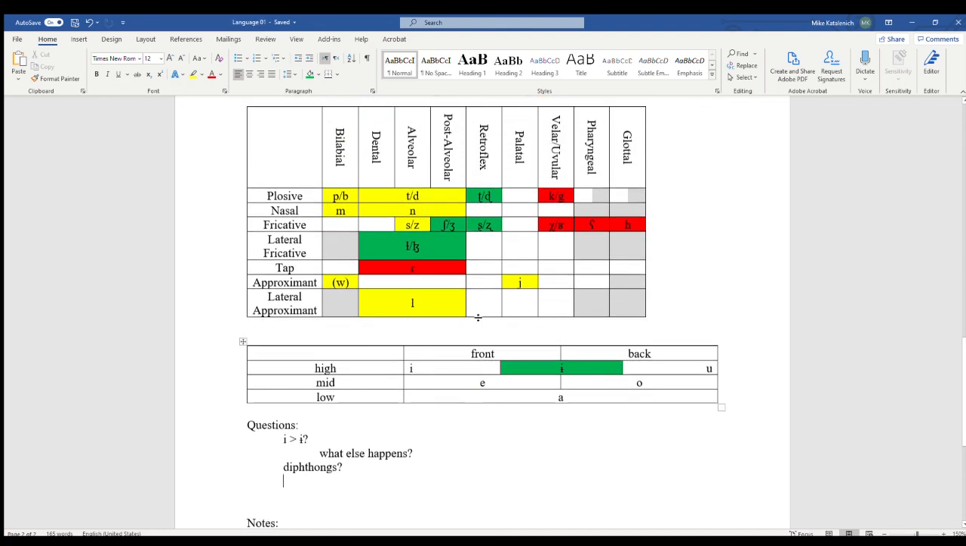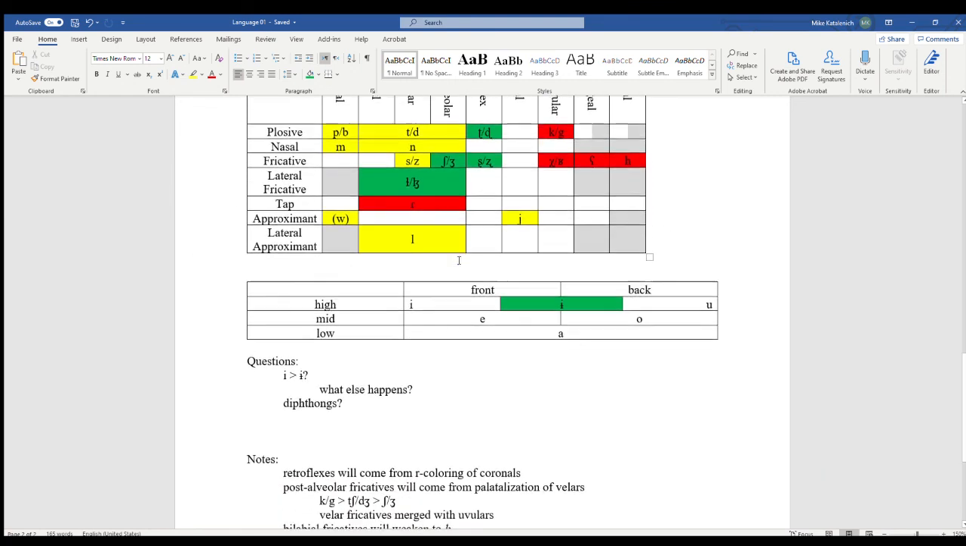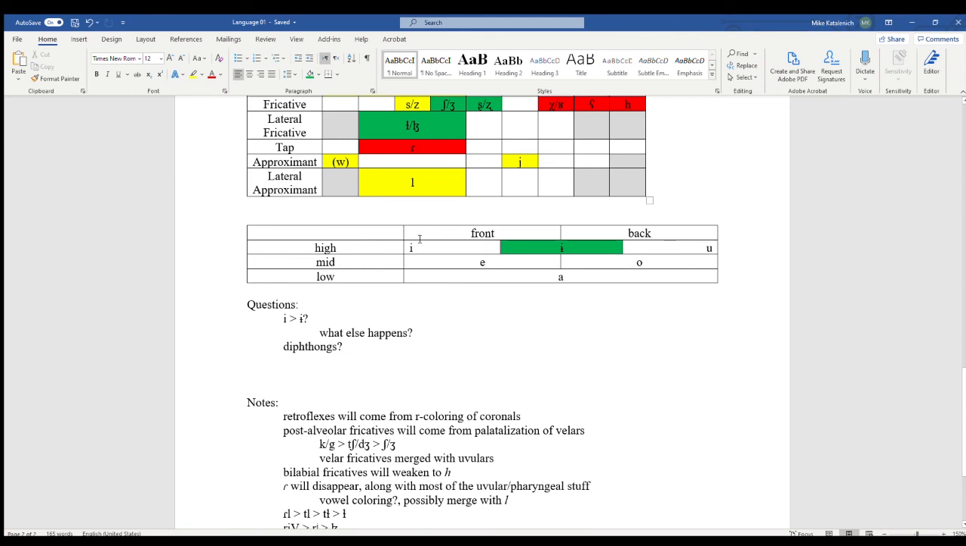I'll leave it there. So we figured out our consonants, I think, pretty well. I know what we're going to be doing. I know where we're coming from. I know where we're going, basically, with those. I'm going to sit on vowels for a little bit and think about it.